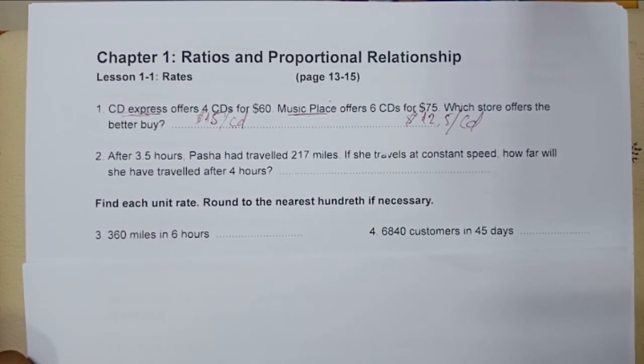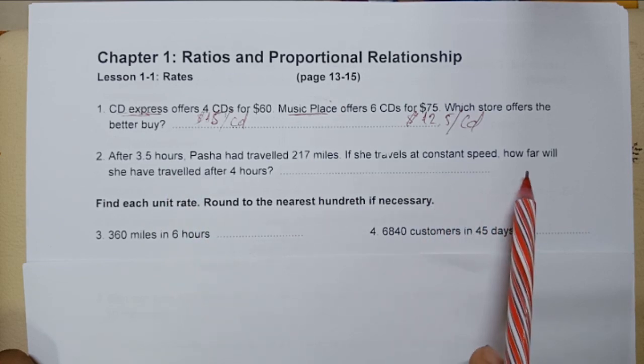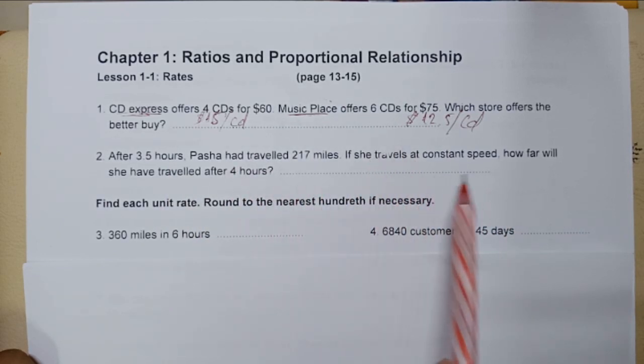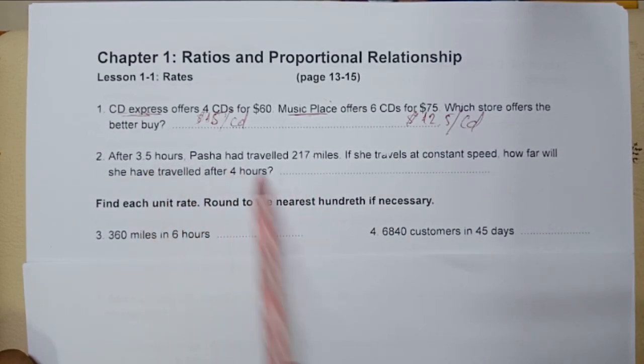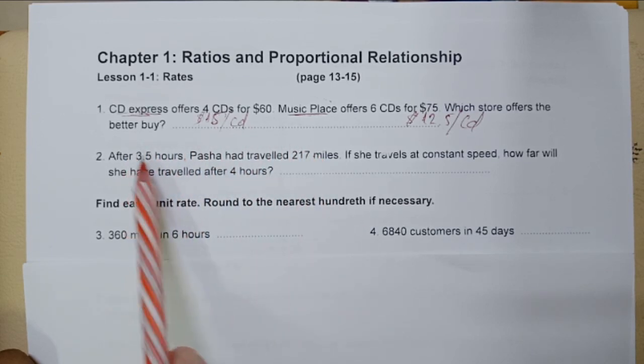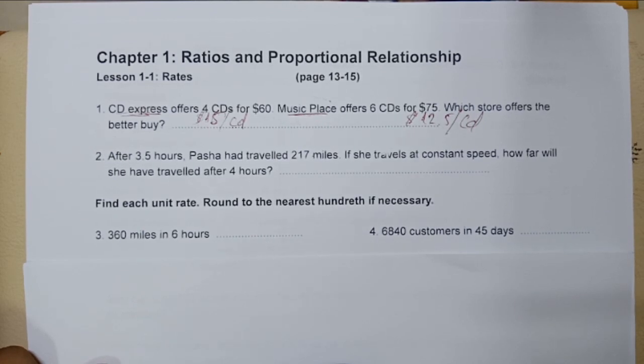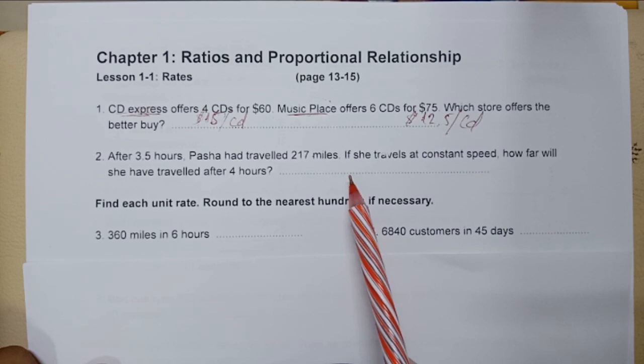Number 2: Pasha traveled 217 miles within 3.5 hours. If she maintained her constant speed, how far will she have traveled after 4 hours? You need to find how far she goes in 1 hour at this speed, so you need to find her speed first. To find her speed, 217 divided by 3.5. So her speed is 62 miles per hour.